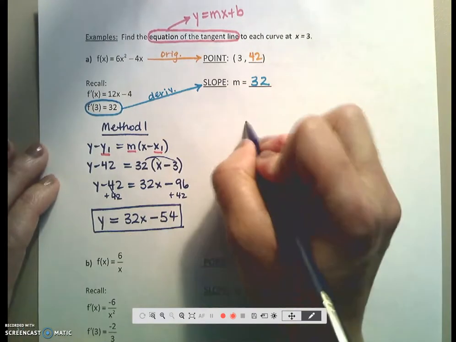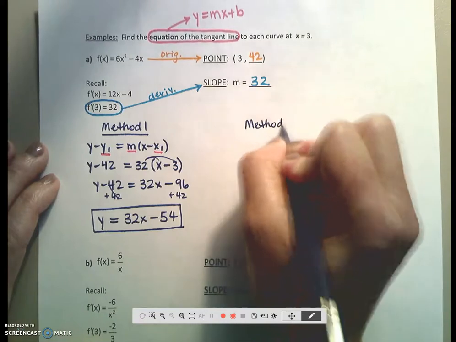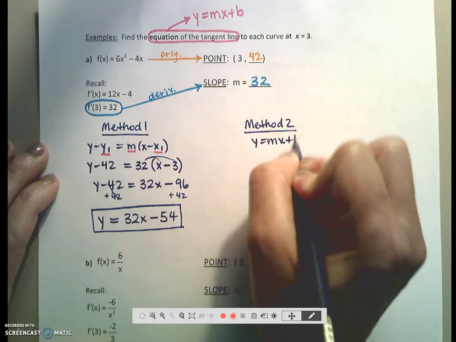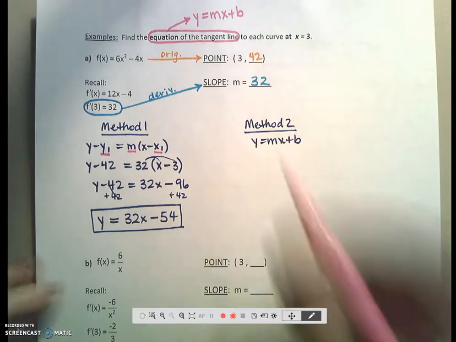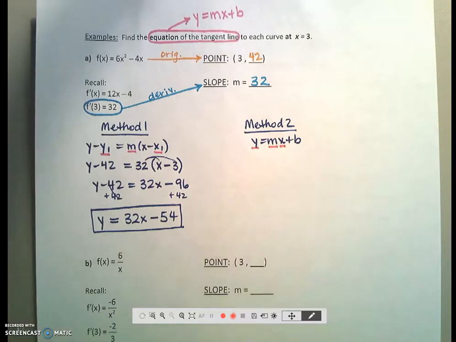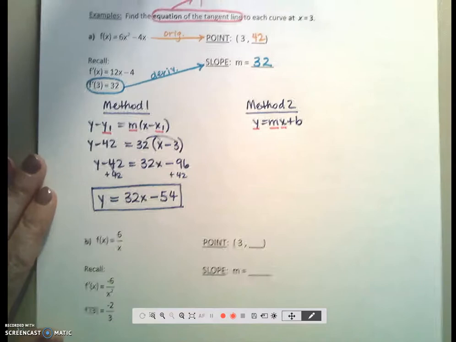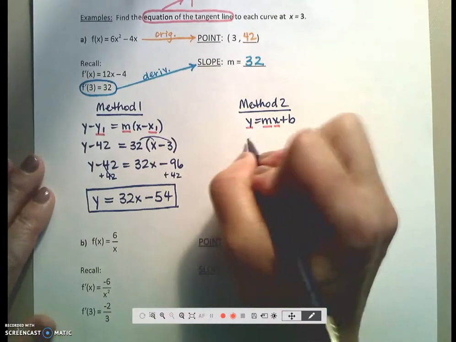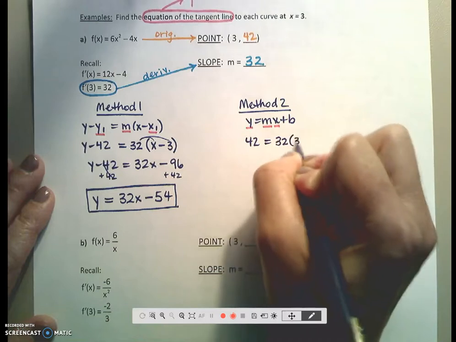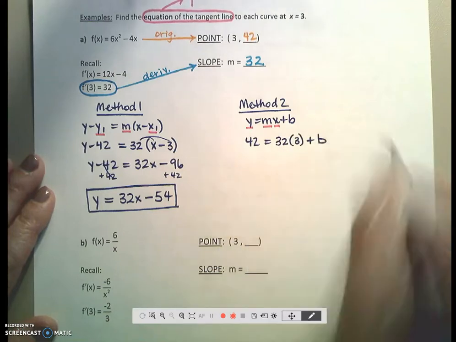That's method 1. Here's method 2. Method 2 is all you ever use is y equals mx plus b, and you plug your point in for x and y, and you plug your slope in for m, and you figure out what b is. So this is the other way that you can come up with your line. So you would go 42 equals the slope times x plus b.